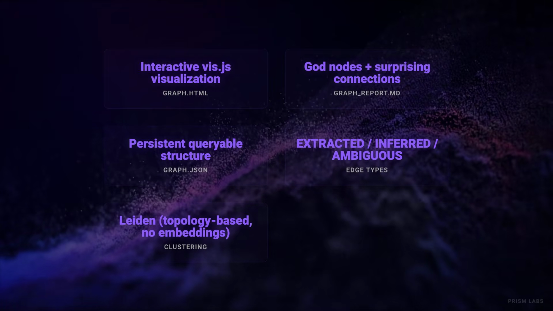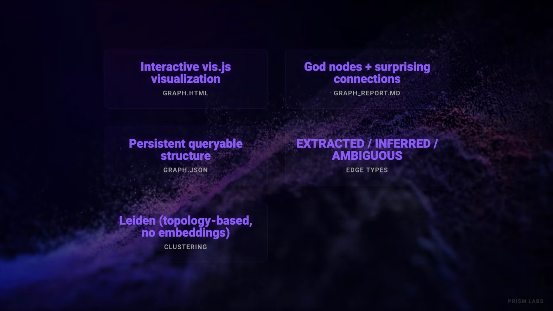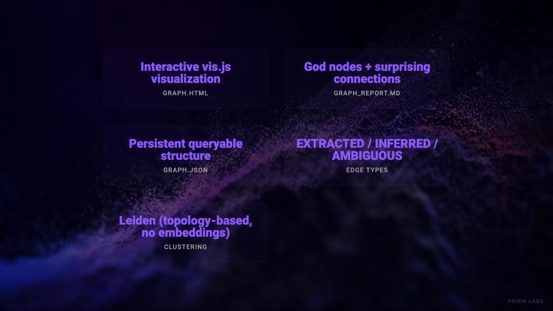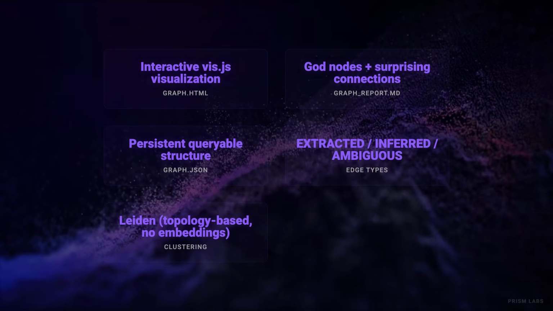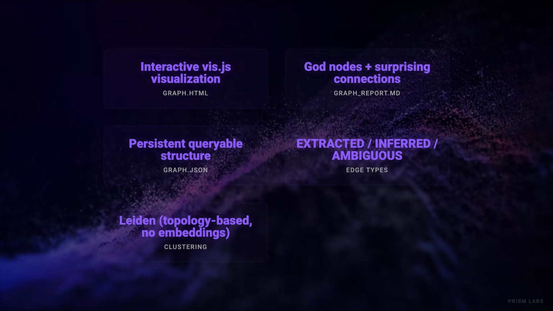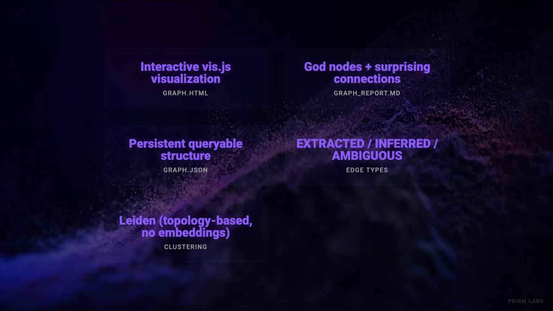The GRAPH_REPORT.md file is the most immediately useful. It identifies God nodes with too many connections, highlights surprising cross-module relationships, and suggests questions you should ask about the architecture. It's like having a senior engineer review your codebase structure and point out what's interesting and what's concerning.